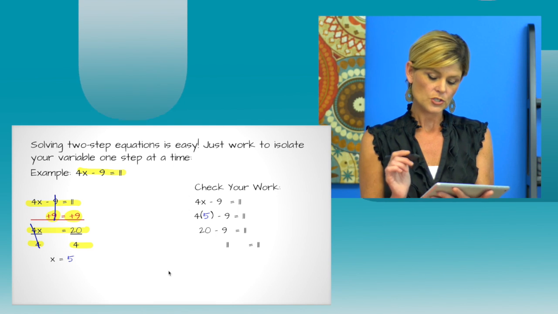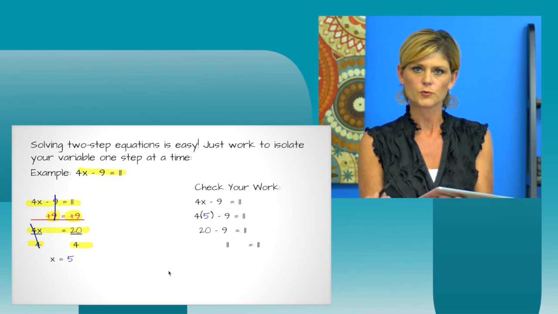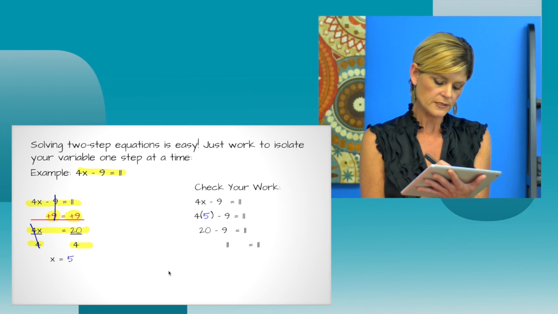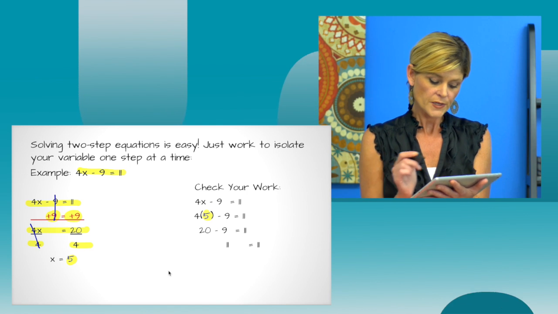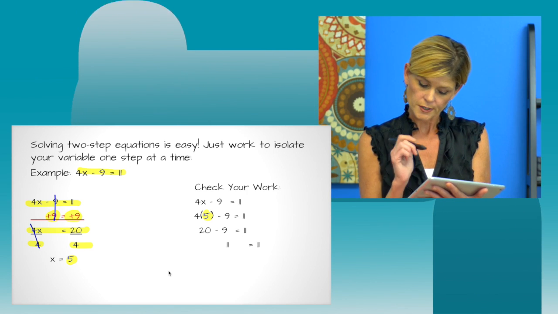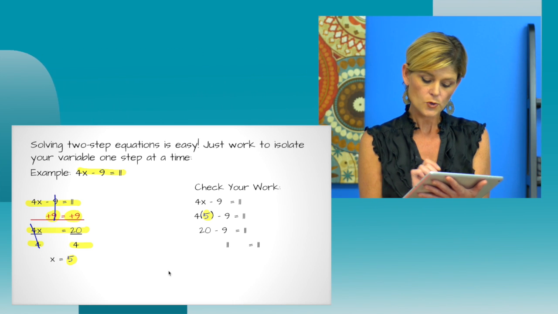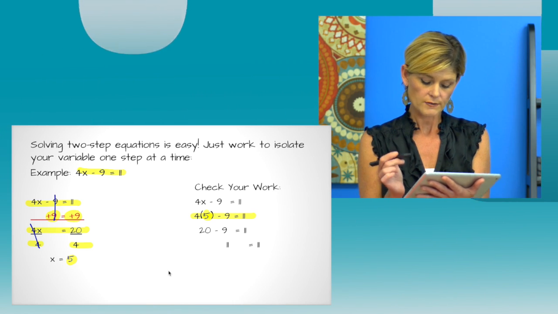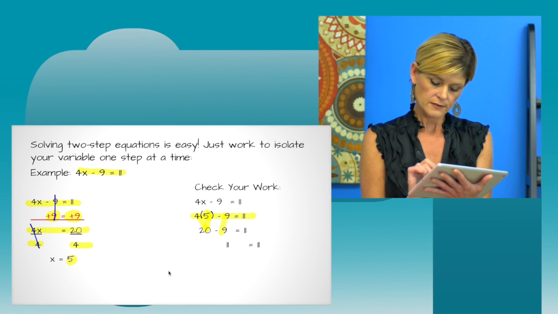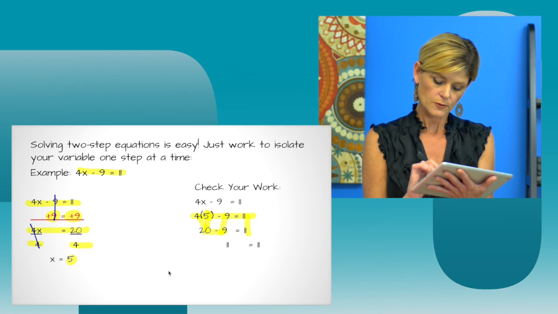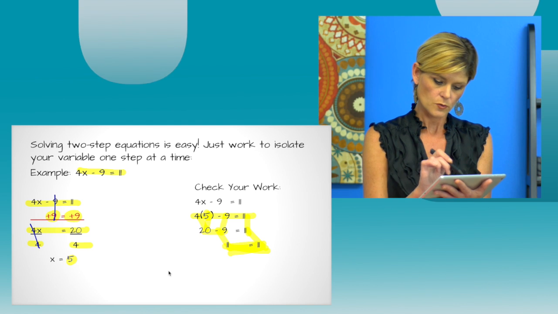Now it's really important to check your work, and the way that you check your work is you plug in your answer where the variable is. So we said that our answer was that x equals 5. So I'm just going to plug 5 into the original equation and see if it works. So let's take a look. 4 times 5 minus 9. Does 4 times 5 minus 9 equal 11? Well, let's see. 4 times 5 is 20. Minus 9 equals 11. 20 minus 9 equals 11. Oh, look at that. It works out. So that tells me that I've done the work correctly.